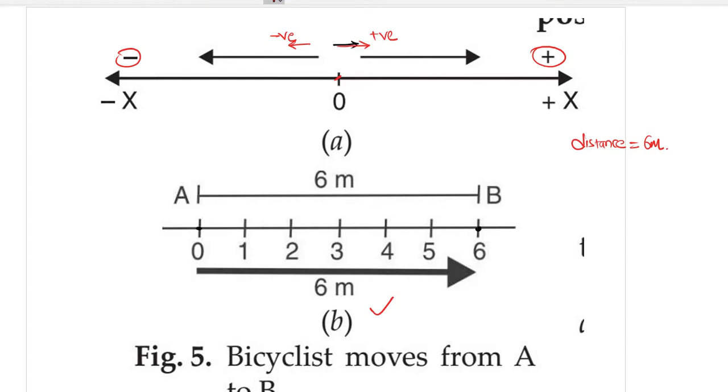And if I ask you, what is the shortest distance between initial and final points? Now the initial point is point A, right? Final point is point B. If you want to find out the shortest distance between point A and point B, join them with the straight line. They are already joined with a straight line. So what is the length of that particular straight line? That is 6 meters. So what is the displacement? Displacement is the shortest distance between initial and final position, which is also 6 meter. So in this example, distance and displacement both are 6 meter.